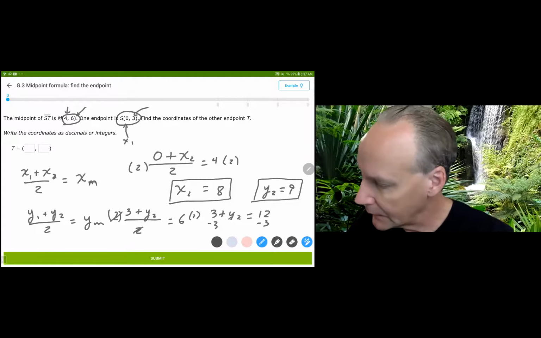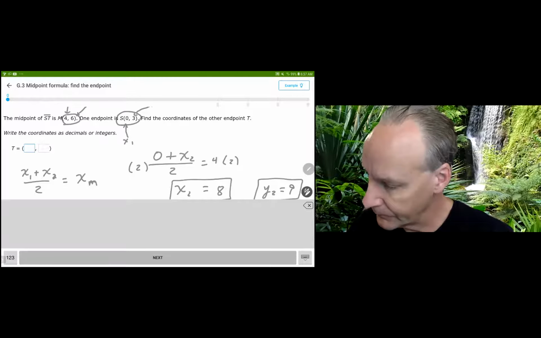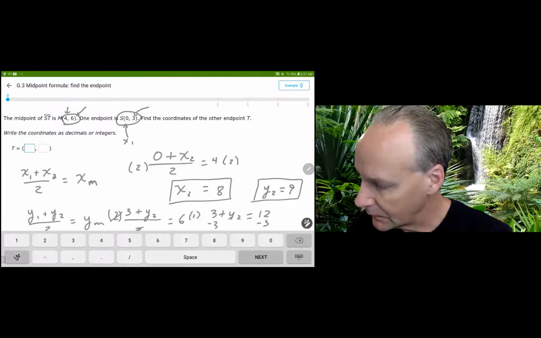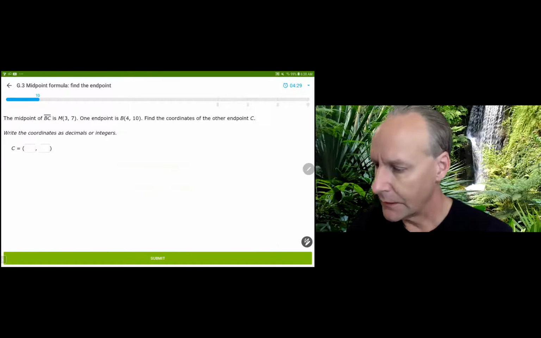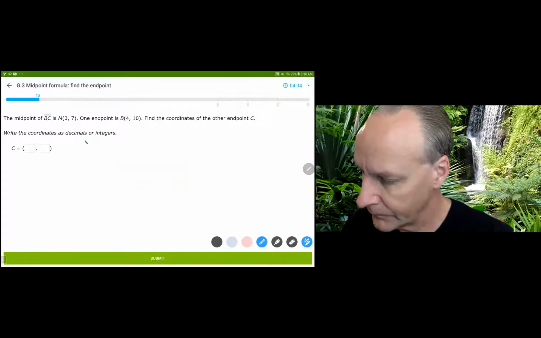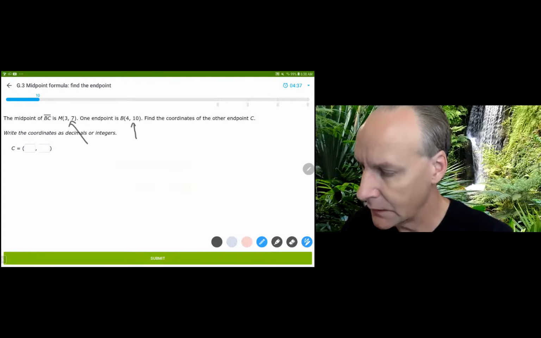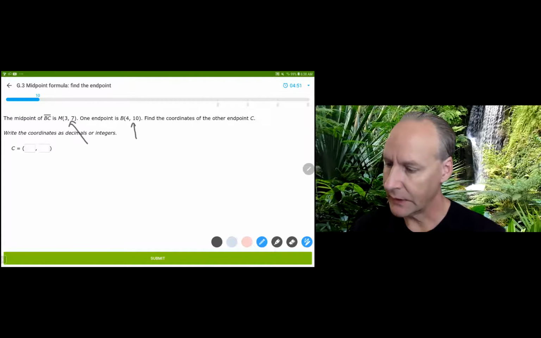Let's go ahead and put in this one, and I'm going to go a little faster on the next one. All right, so we've got a midpoint at 3, 7 and a point at 4, 10. One of the things we know is that, and I'm going to rearrange my formulas, I'm going to use the literal equation idea. And what I have is two formulas.